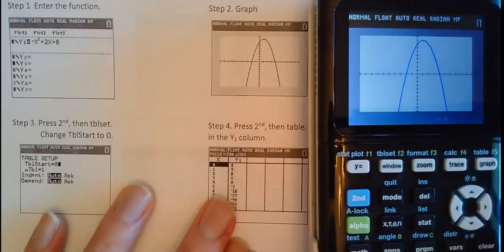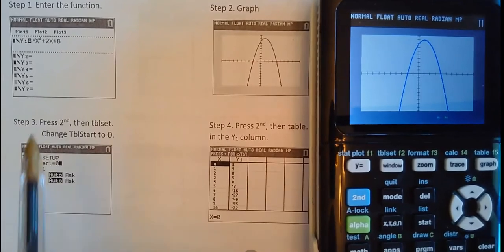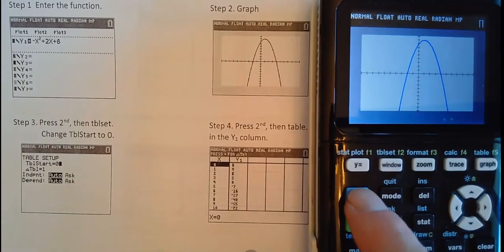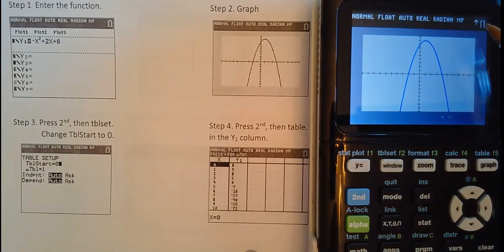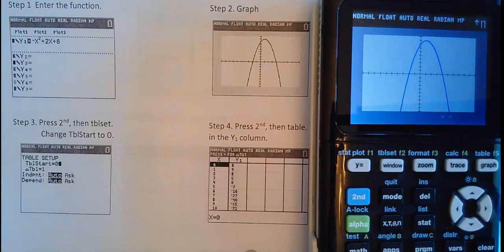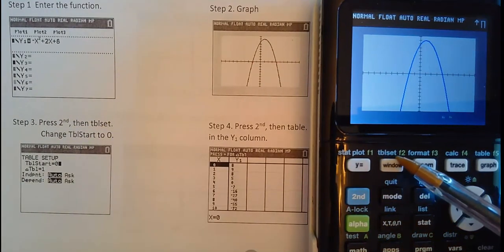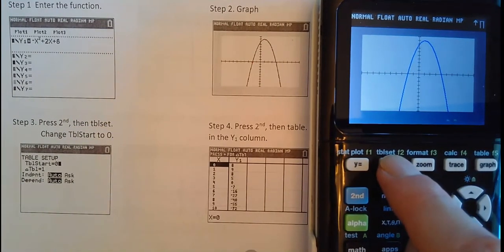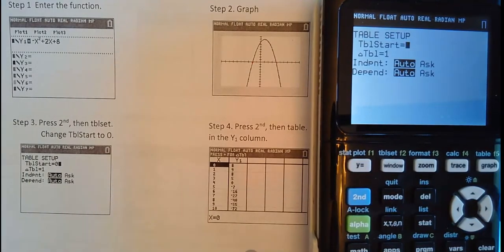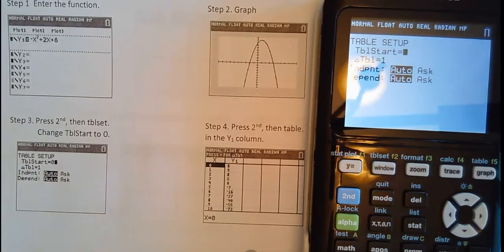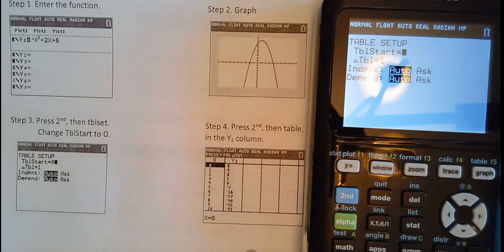Now, step 3 says press second, that's the second button, and you'll see an arrow show up here, or it might say second on an older calculator. Then table setup, which is this right here. See, it says table setup right above window, so press that button. And what it's saying, it's going to make you a table. So like we say make a t-table, this one's going to make a t-table for you, and it's going to be fast.